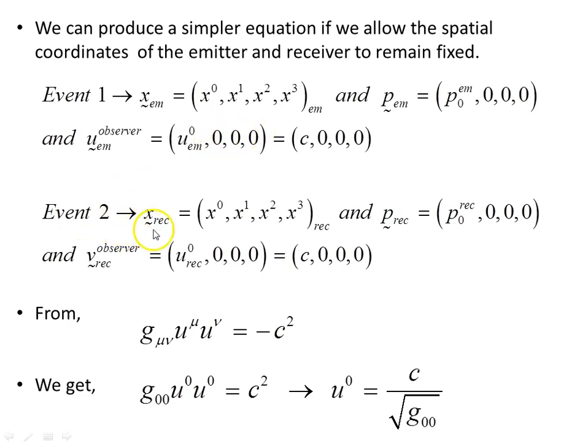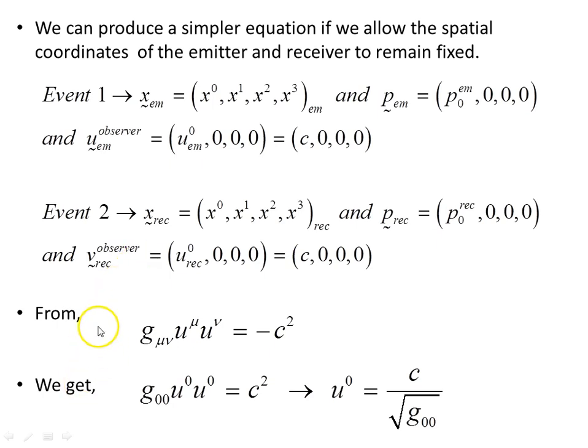And event 2, the reception of the emitted photon, will occur at these coordinates, and the momentum there will be this object here, where the observer at the receiver has this forward velocity, so the receiver is fixed.